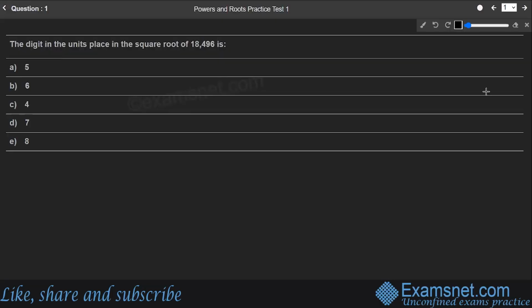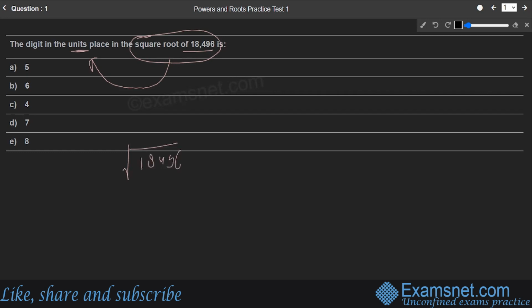Okay, so the question says: the digit in the units place in the square root of 18496 is. For that purpose, obviously we are supposed to find the square root of this number. Then only can we find the units place of the square root. So let us find the square root of 18496.